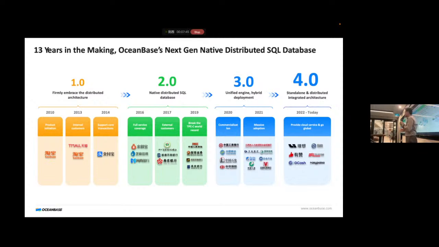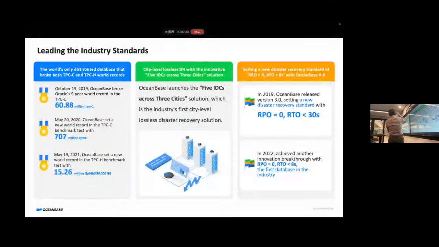Okay. So now these are some of the leading standards that we have achieved so far, right? OceanBase was the first distributed database that went on the TPC and hit a TPC-C record and also a TPC-H record. So what is that? Transactional, and analytics.